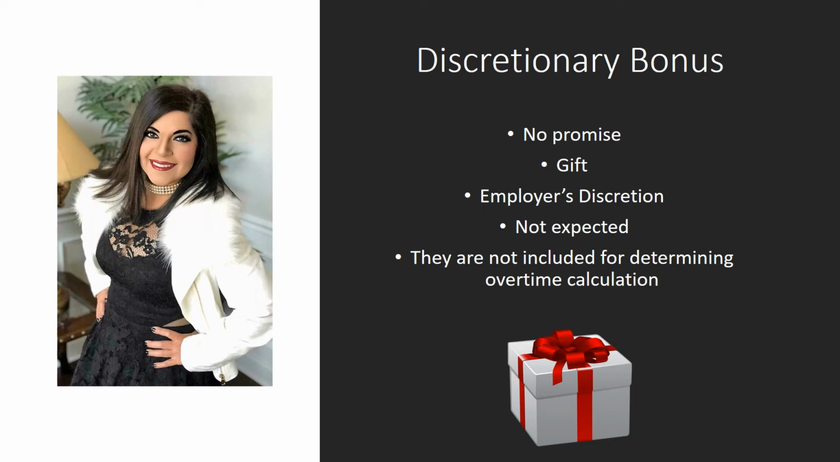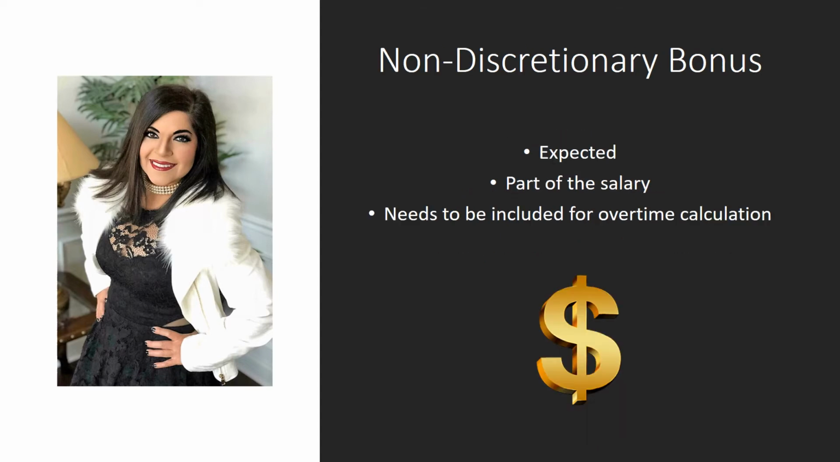My assistant did an excellent job, so I'm going to go ahead and give her a gift. It's a discretionary bonus. It's not expected. It's at my discretion. Versus a non-discretionary bonus. This is a bonus that is expected. It's more like a quid pro quo. If you do this, then I'm going to give you this bonus.